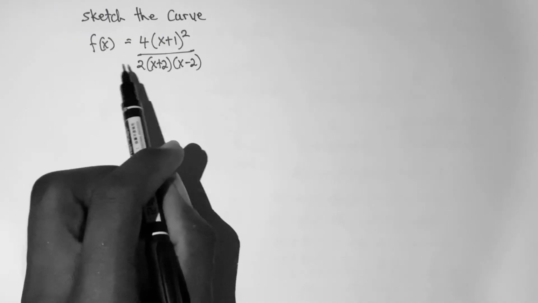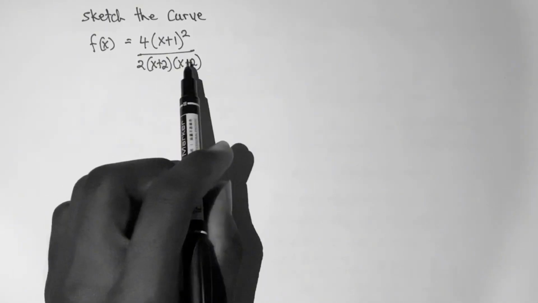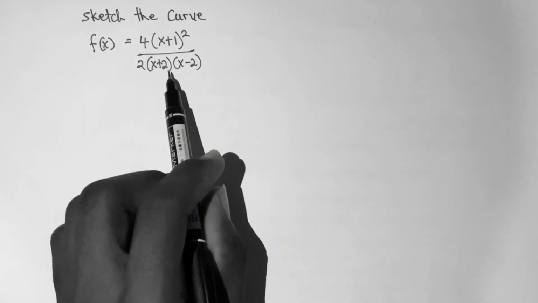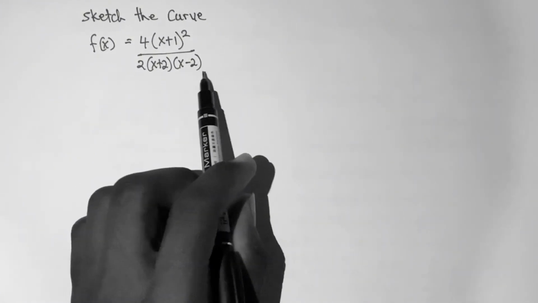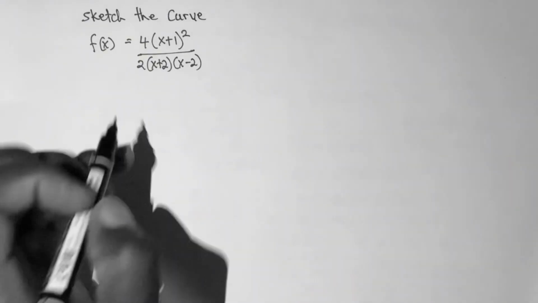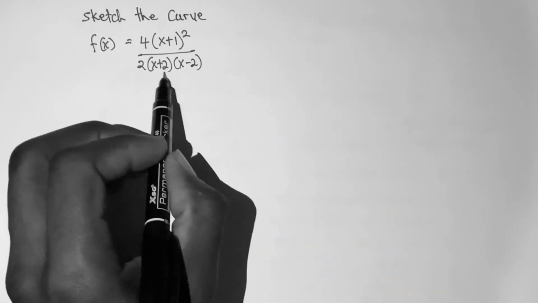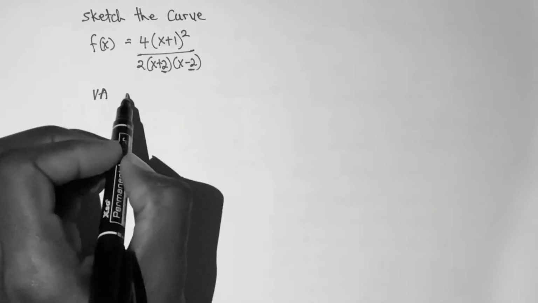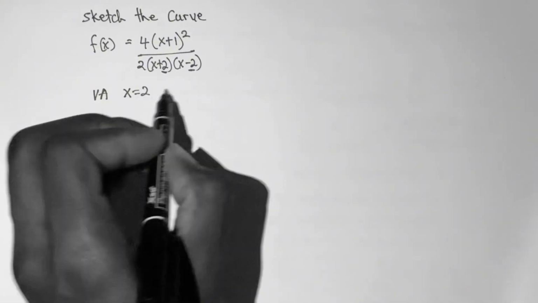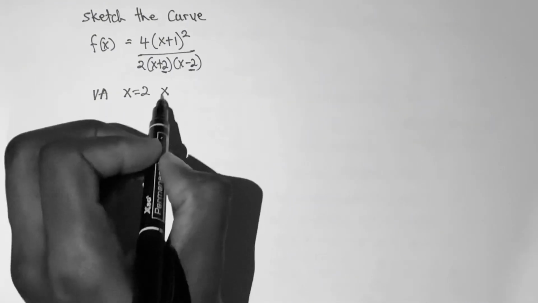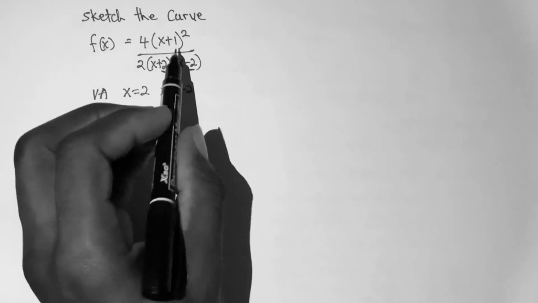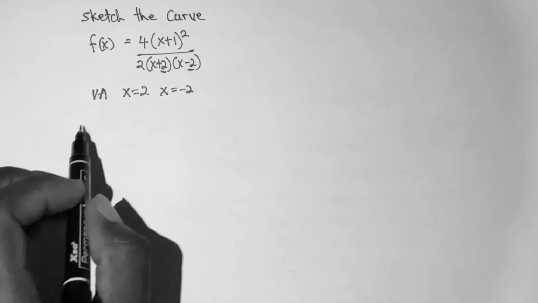Sketch the curve f of x equals 4 times bracket x plus 1 squared divided by 2 times bracket x plus 2 and times bracket x minus 2. So now let's find the vertical asymptote. So you see here is 2 and here is minus 2. It means that we have vertical asymptote at x equals 2 for this, and then x equals minus 2 for this one.